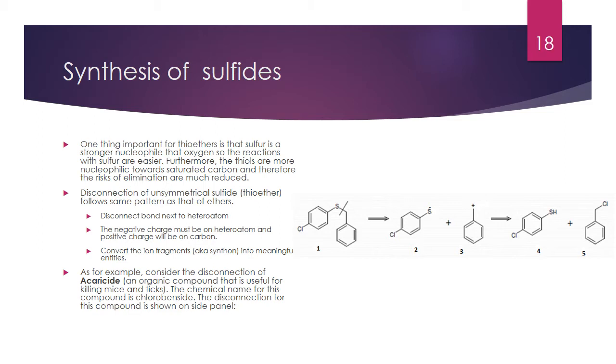Okay, so here we have sulfides, and we are to carry out the retrosynthesis. So consider this molecule, and the disconnection you have to try is the carbon and sulfur disconnection. Again, we are not going to break the bond between sulfur and the benzene carbon because the carbocation will not be stable. So after disconnection, we get a negative charge on sulfur and a positive charge on carbon. Again, the next step will be to convert these into meaningful fragments. The simplest way: attach a proton to the sulfur with the negative charge, we will get a thiol, and attach a halogen to the positive charge, we will get the benzyl chloride.